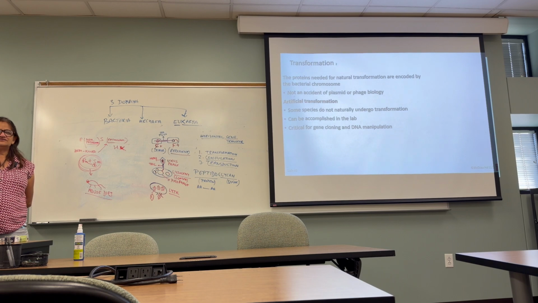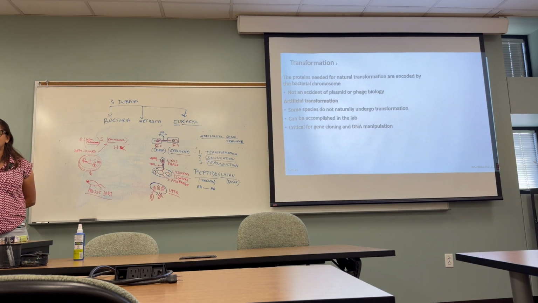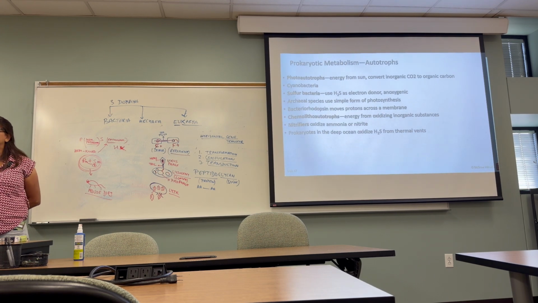So artificial transfer, normally, naturally also this happens in many bacteria, but if it doesn't happen, then you can artificially also induce transformation. Got it? So this is critical for gene cloning and DNA manipulation.